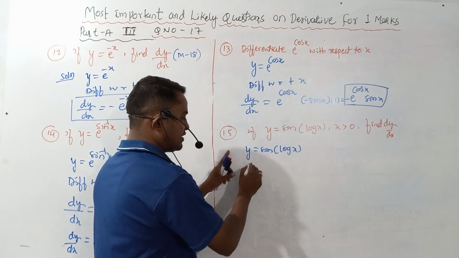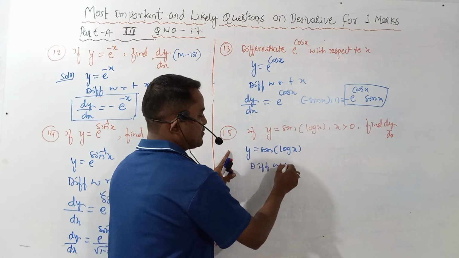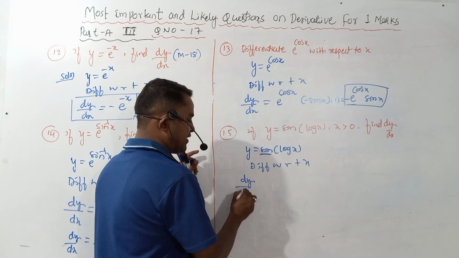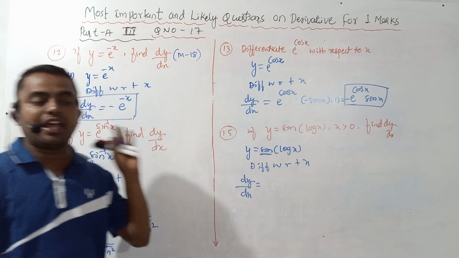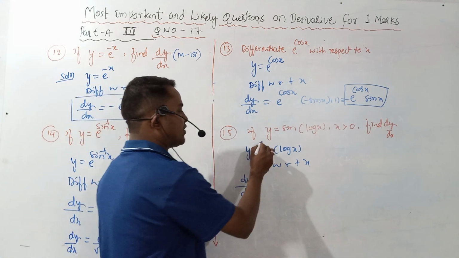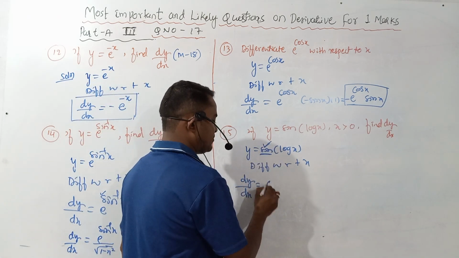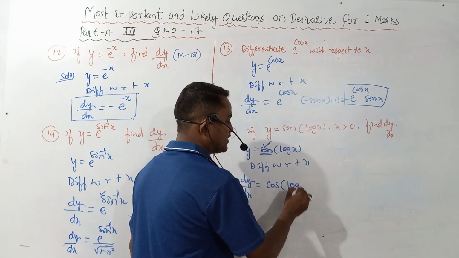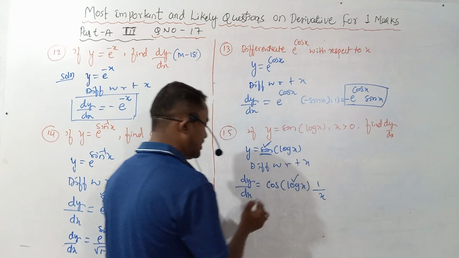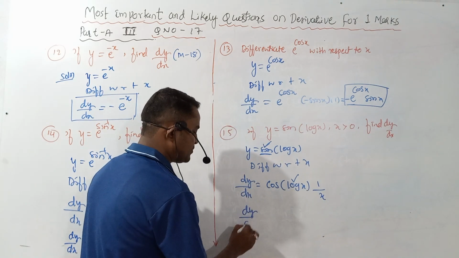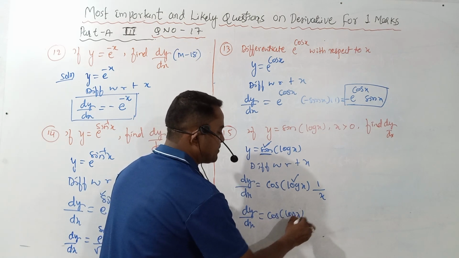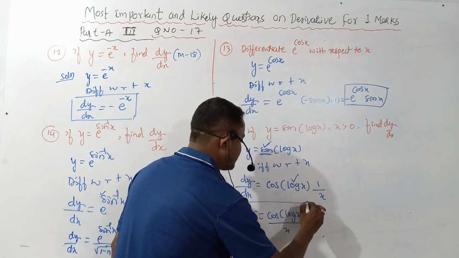Next, question number 15: y is equal to sin log x. Now differentiate with respect to x. Derivative of y is dy by dx. On the left hand side, always dy by dx if you are differentiating with respect to x. Derivative of sin is cos. Instead of x, what is here? Log x. Then derivative of this log x is 1 by x. Now 1 into cos. dy by dx is equal to cos log x divided by x. So this is the final answer.